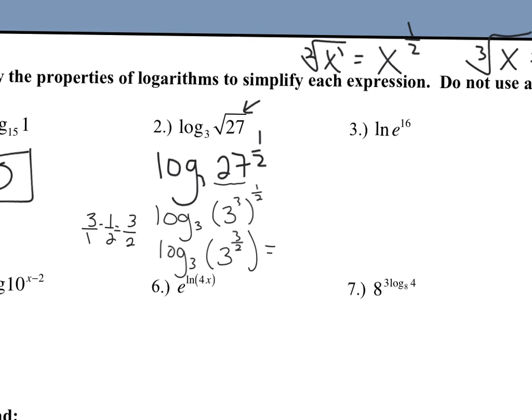And then here we have a log base 3 of 3 to the 3 halves, which we've already discussed this property. This one would just be 3 halves as your answer. Number 3, again, another one that we've talked about before. Here the natural log, we can rewrite as a log base e. That was just the ln part. And then this part right here, the e to the 16th, I'm just going to write down next to it. So we have a log base e of e to the 16th, which is just simply 16.